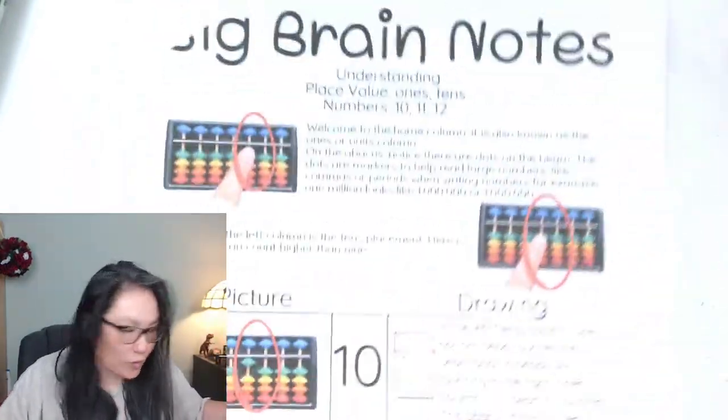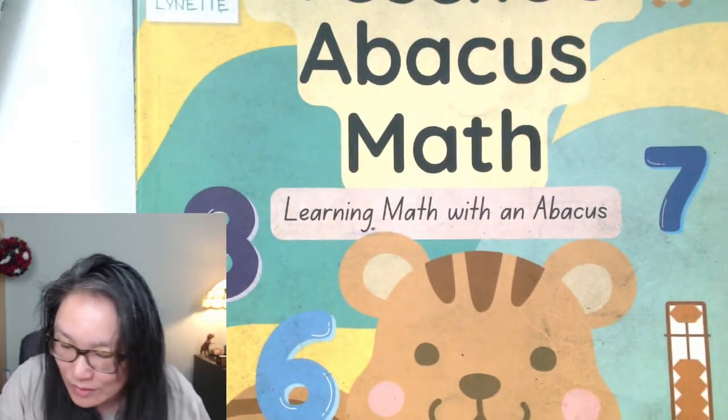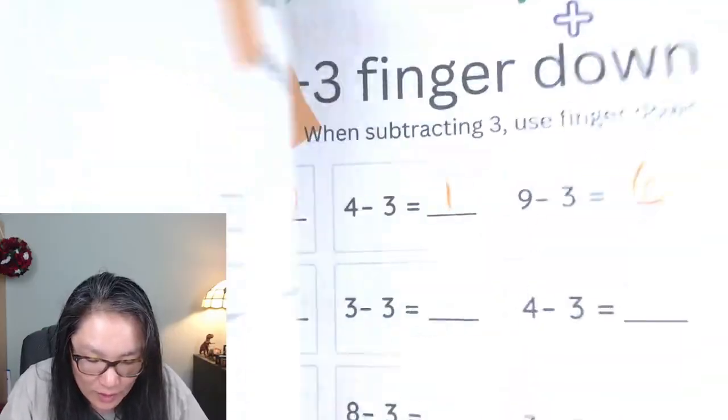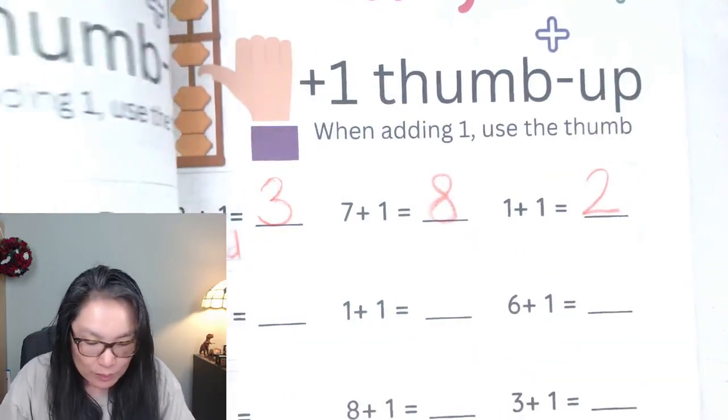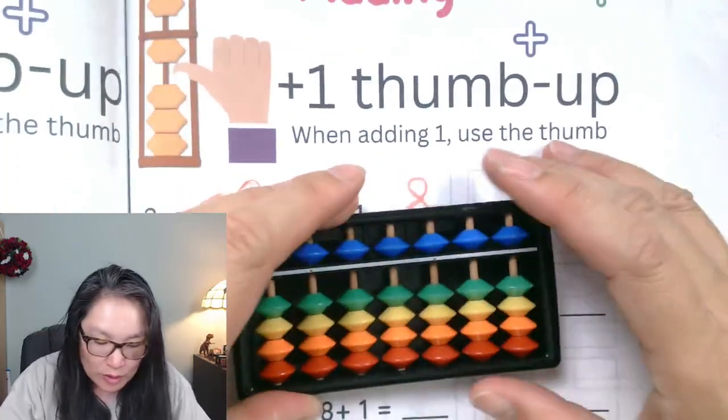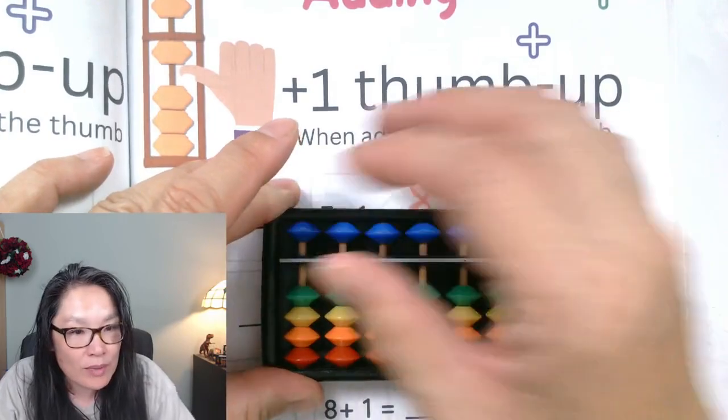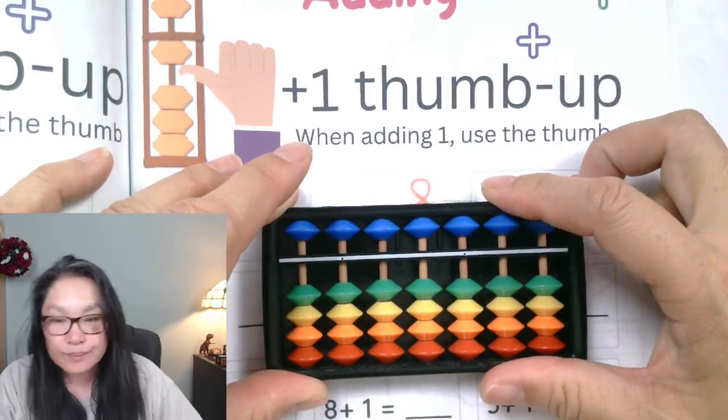Okay, so we talked about how to do that. We talked about how to read the abacus. Now what we're going to do is learn how to add. When we learn how to add, we need to understand how to move the beads. The reason why is because we need to know how to move the beads. It's really simple to use and easy to understand, but we want to make sure that we understand how to do it.